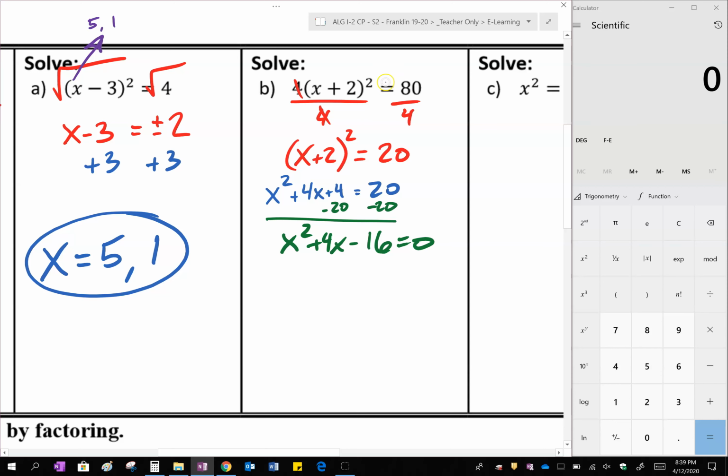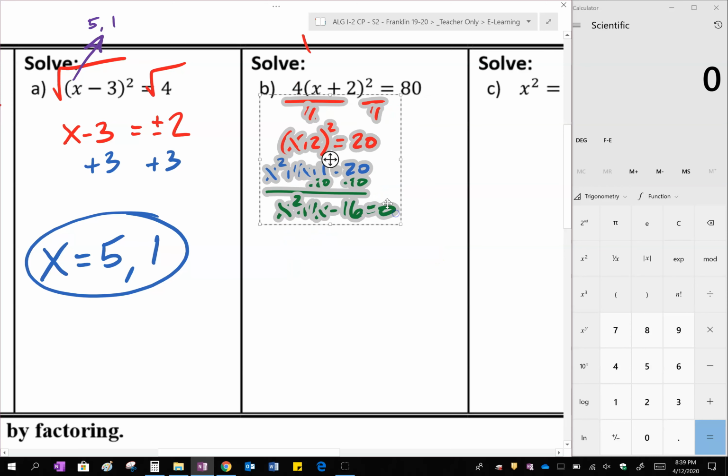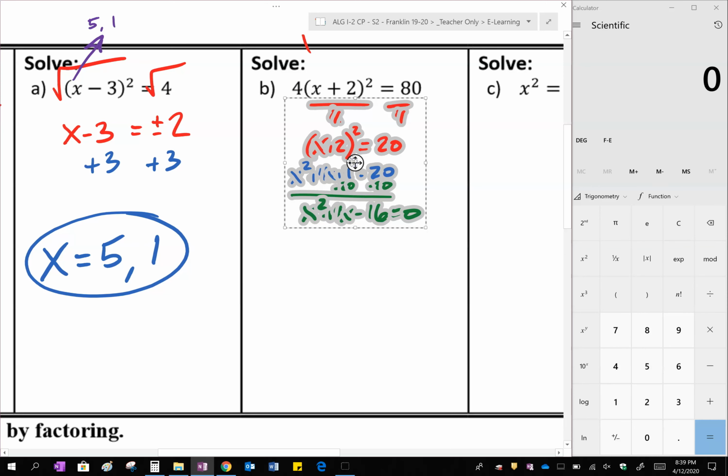Are there two numbers that when you multiply them give you negative 16, and when you add them you get positive 4? I don't think so. 4 times negative 4 would be 0. 8 times 2, you're not going to get 4 with a negative 2 and a positive 8. And 16 and 1, no, we're not going to get there. So we need to use the quadratic formula.